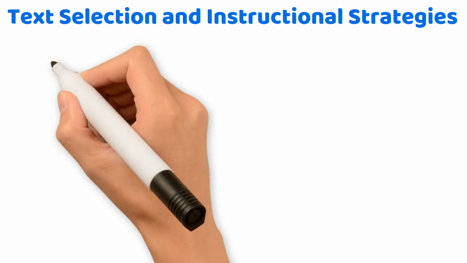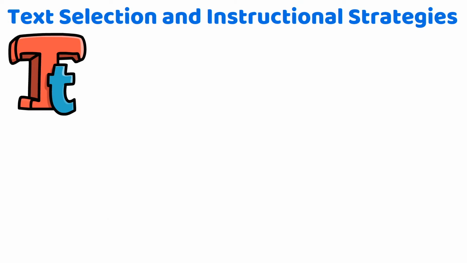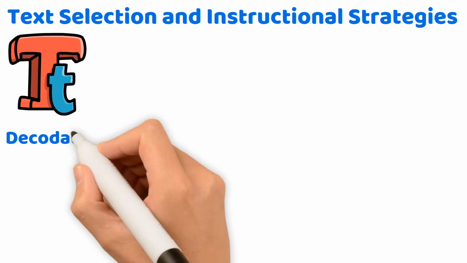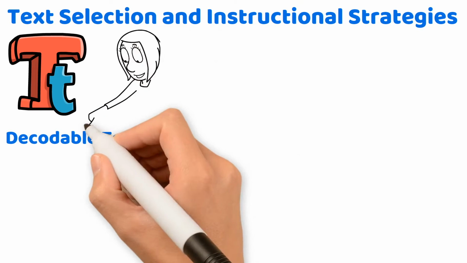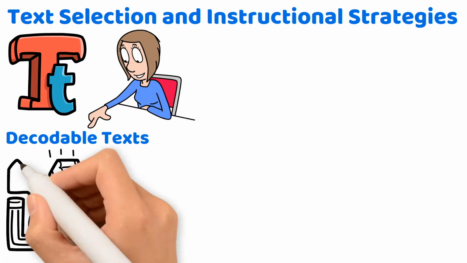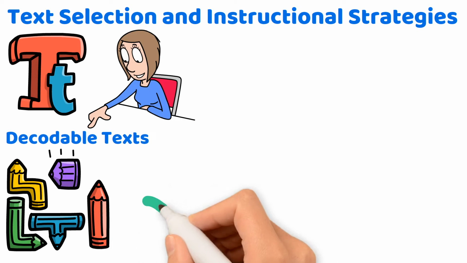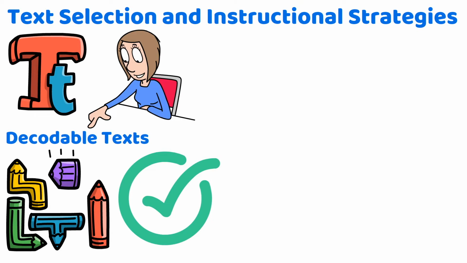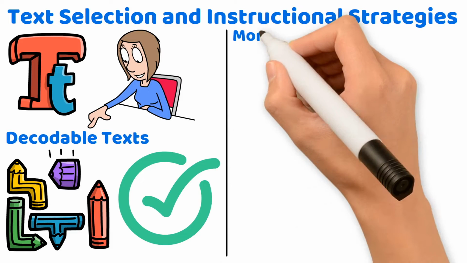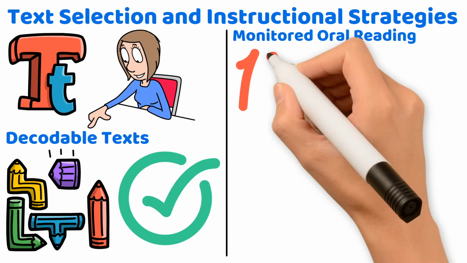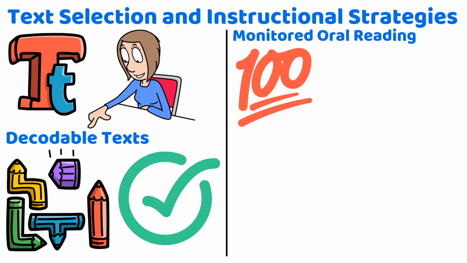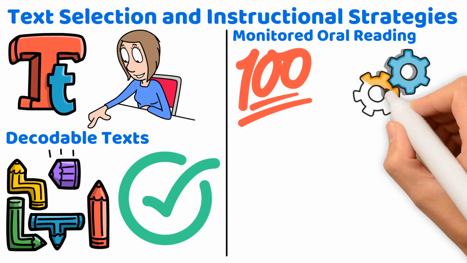So let's talk about this now. Choosing the right text is pivotal. For beginners, decodable texts help build confidence and skill. As students progress, introduce more complex texts that challenge their reading abilities but are still at an appropriate difficulty level. On test day, look for monitored oral reading in your answer solution because it is a fantastic strategy to enhance all aspects of fluency. Here's how it works.